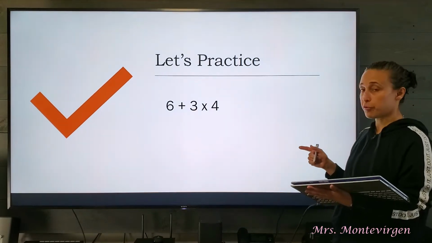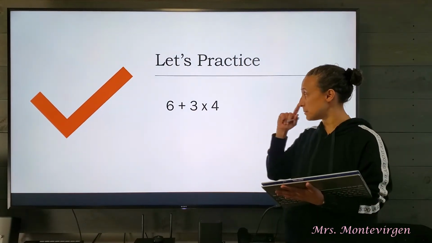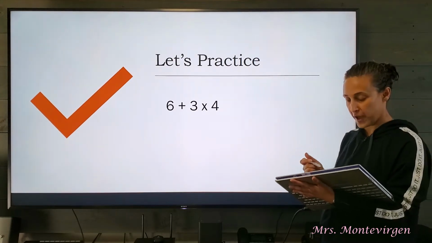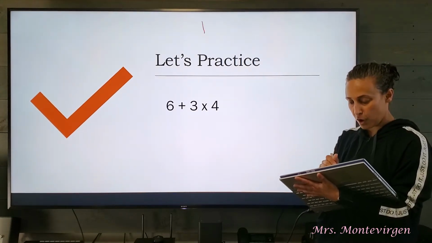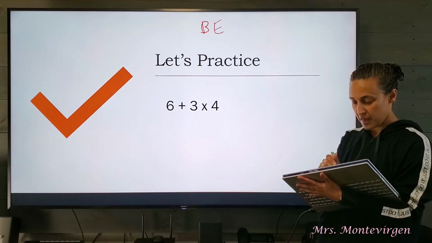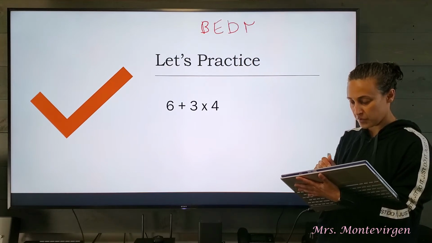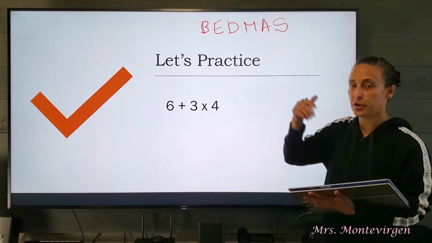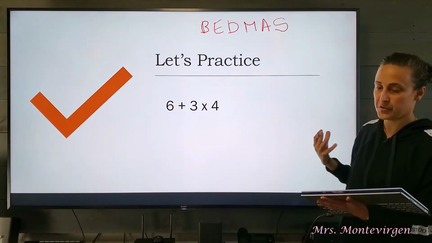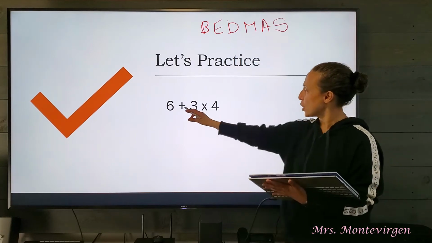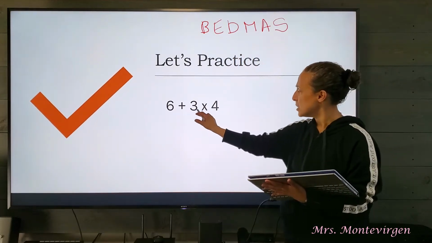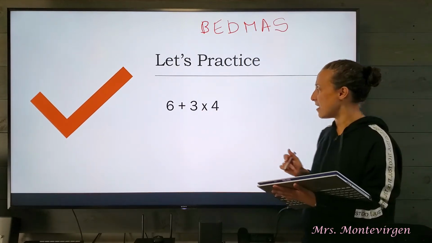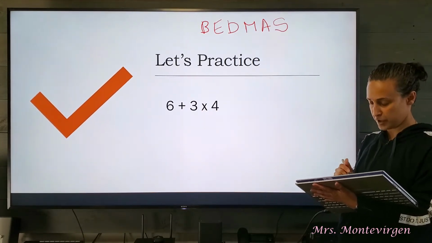Okay, we're going to practice. Here I have 6 plus 3 multiplied by 4. So we're going to go through that first. Now, if you recall, we're going to remember that we always use BEDMAS. Okay, I'm going to write it up there. I'm only going to do it for this equation because afterwards that's something that you should be remembering. So if I go through according to BEDMAS, I'm going to do my multiplication before my adding. So in this case, I have my 3 times 4 that I'm going to do first.